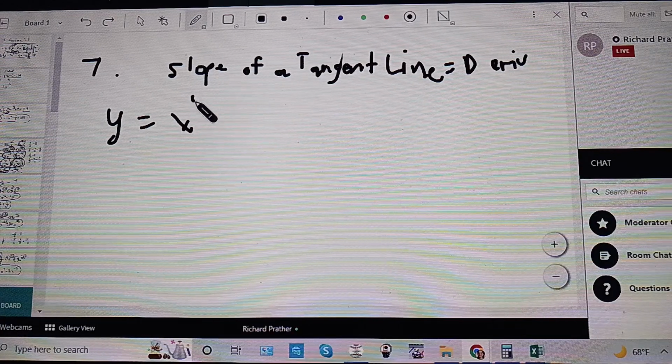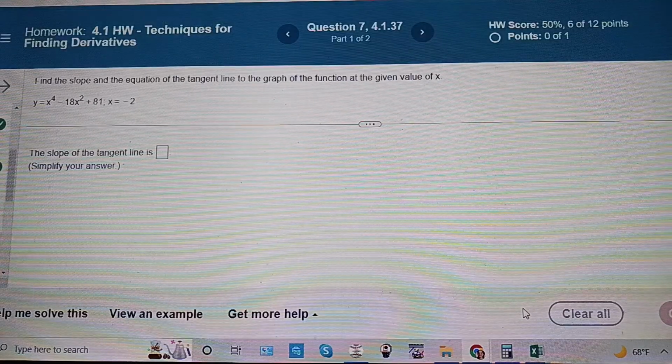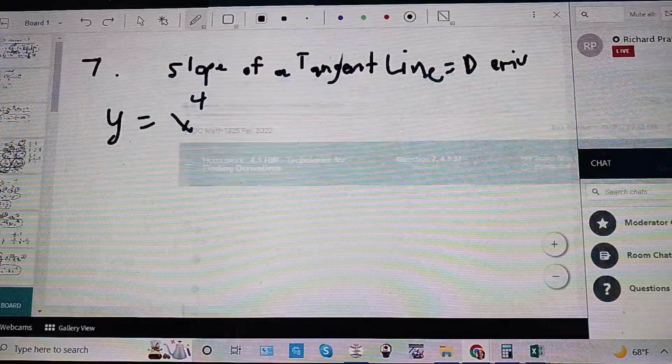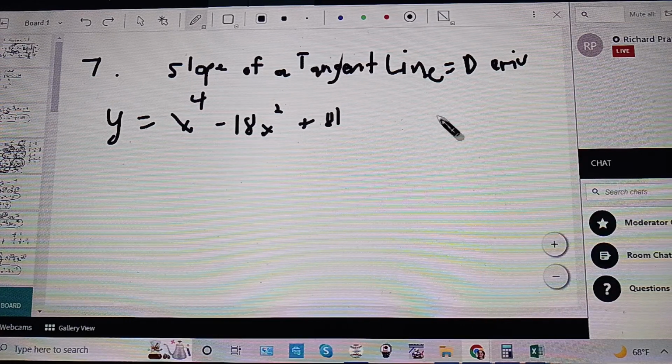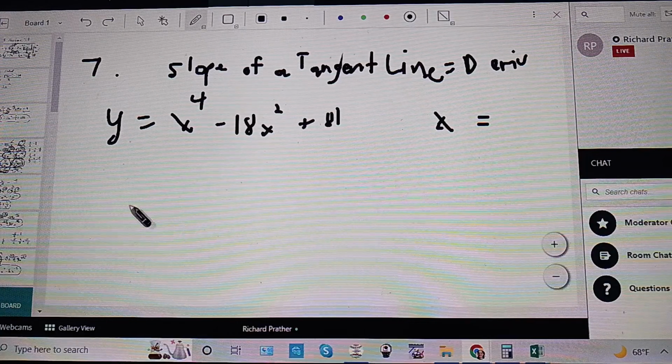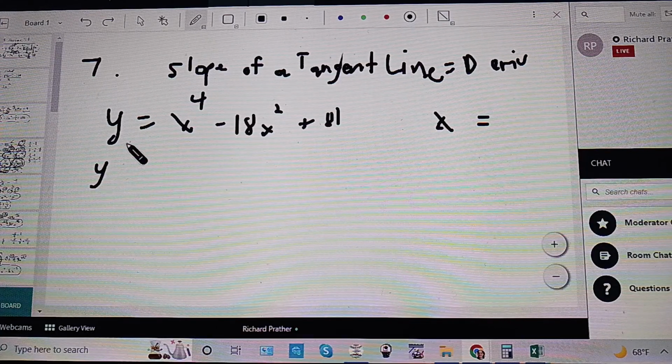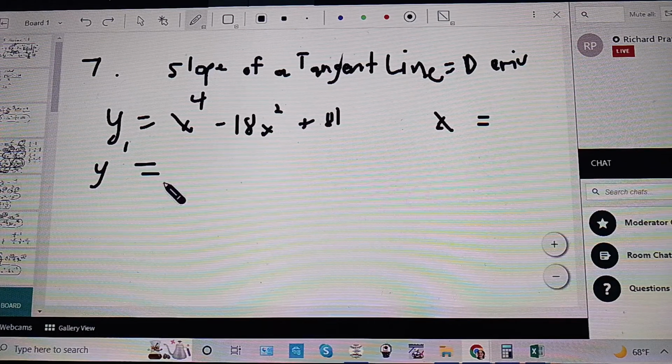So y equals x to the fourth minus 18x squared plus 81. And then they give me an exact x value to go to, but that'll be when I'm trying to get the equation of the line. First, I want to find the slope of the tangent line. So that's the derivative, y prime or dy over dx.